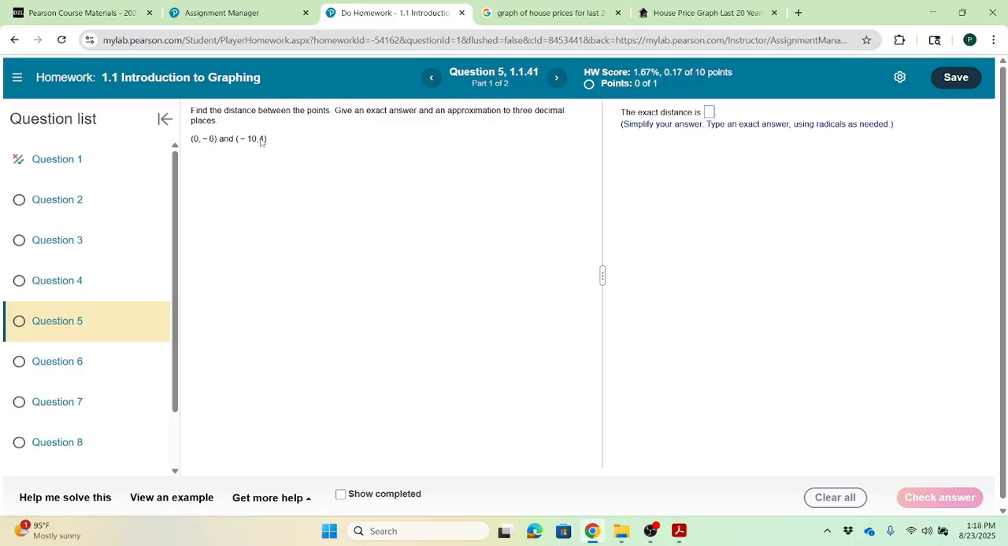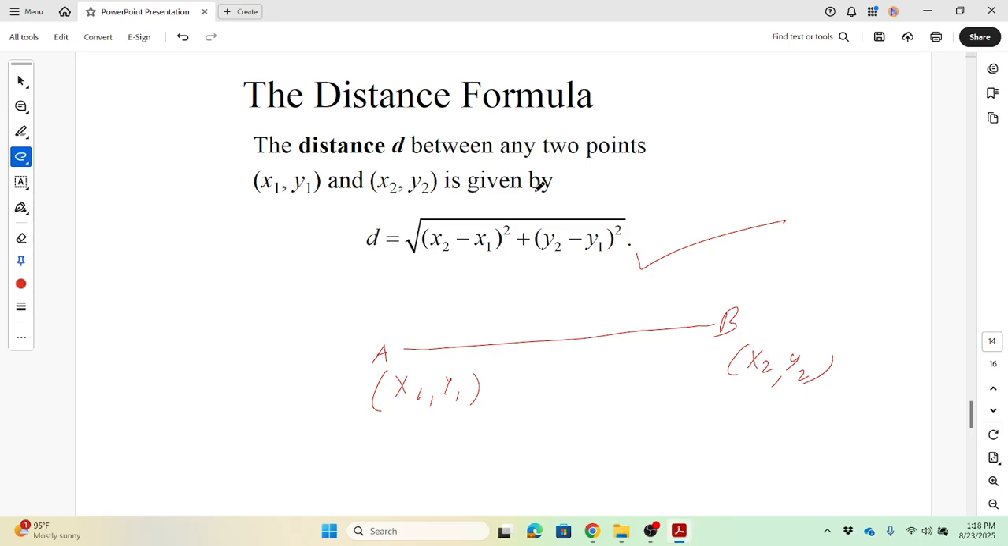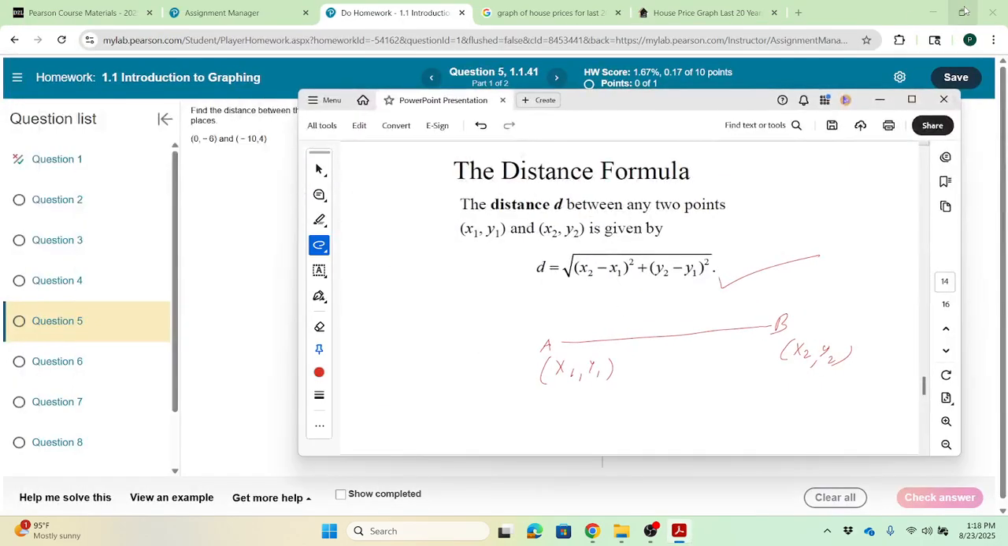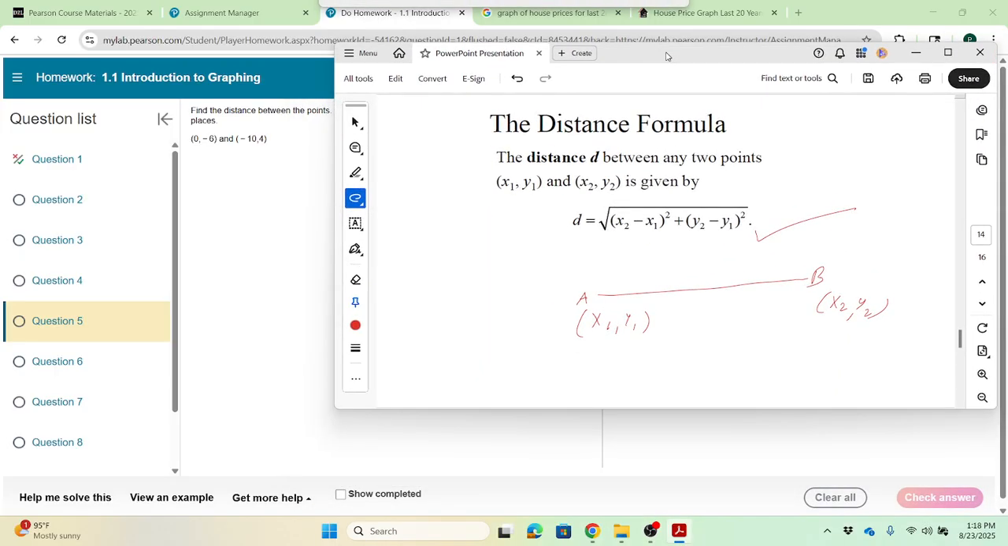Maybe this one. Find the distance between these 2 points. Give an exact answer and an approximation to 3 decimal places. So if you look here, this is the distance formula. In this problem, x1, y1 is 0, comma negative 6, and x2, y2 is negative 10, comma 4.